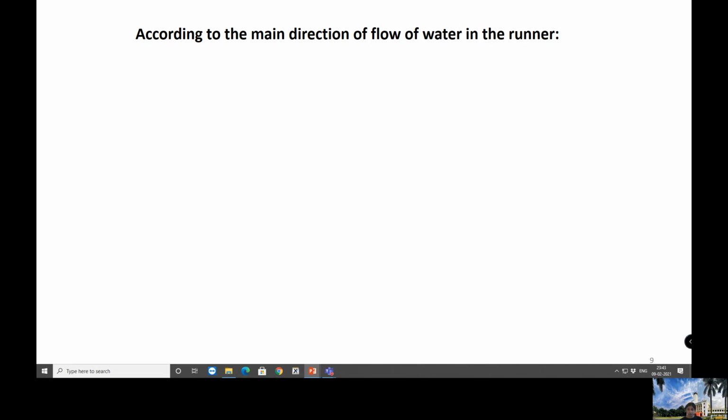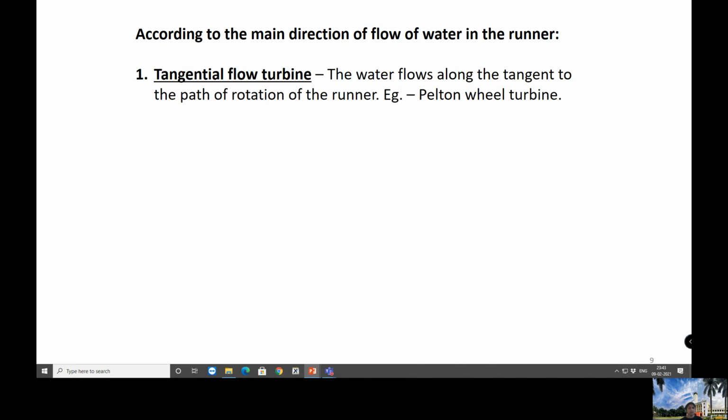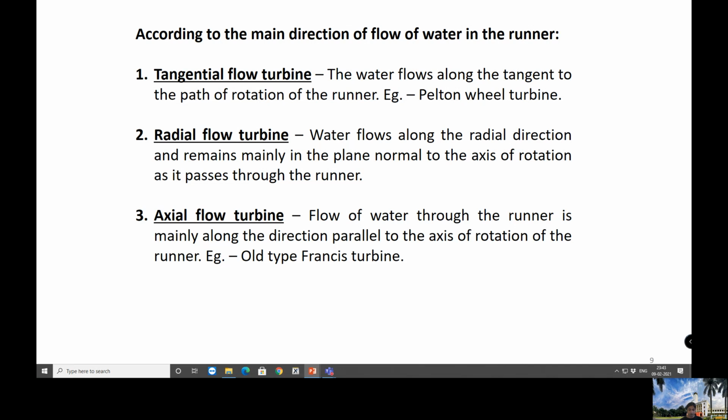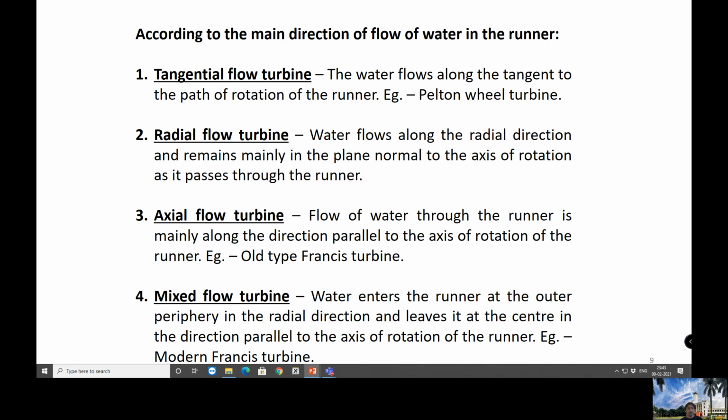According to the main direction of flow of water in the runner, there is a tangential flow turbine, a radial flow turbine, an axial flow turbine, and a mixed flow turbine. In the tangential flow turbine, the water flows along the tangent to the path of rotation of the runner. One example is the one that concerns us in this experiment, that is Pelton wheel turbine. The other type is radial flow turbine. Here the water flows along the radial direction and remains mainly in the plane normal to the axis of rotation as it passes through the runner.